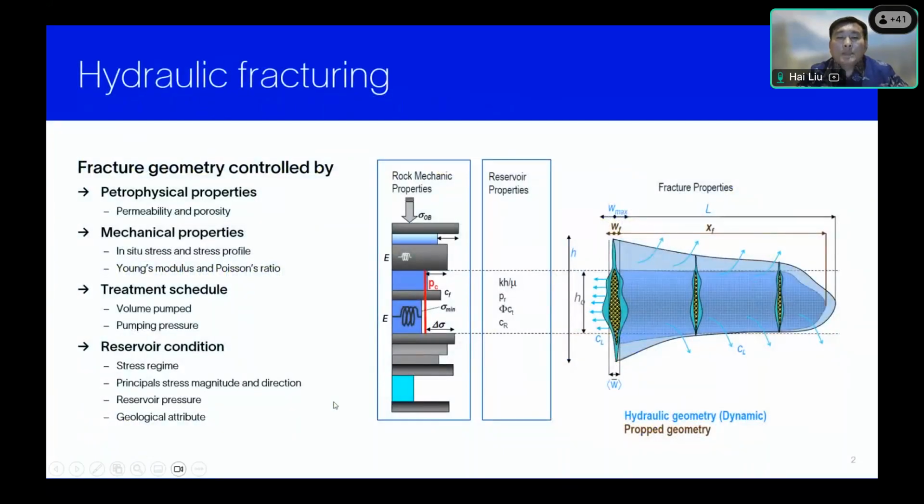So let me start with a quick overview of hydraulic fracturing fundamentals, because probably not everyone is familiar with this. Hydraulic fracturing is a stimulation process where fluids are injected at pressures exceeding the rock breakdown pressure and create conductive fractures in the reservoir. And these fractures are then propped open using proppant to provide flow pathways for hydrocarbons.